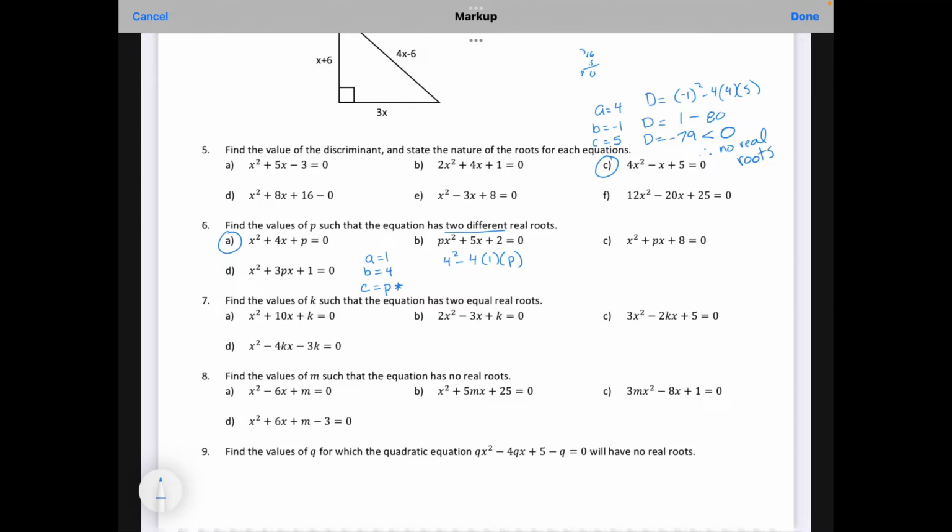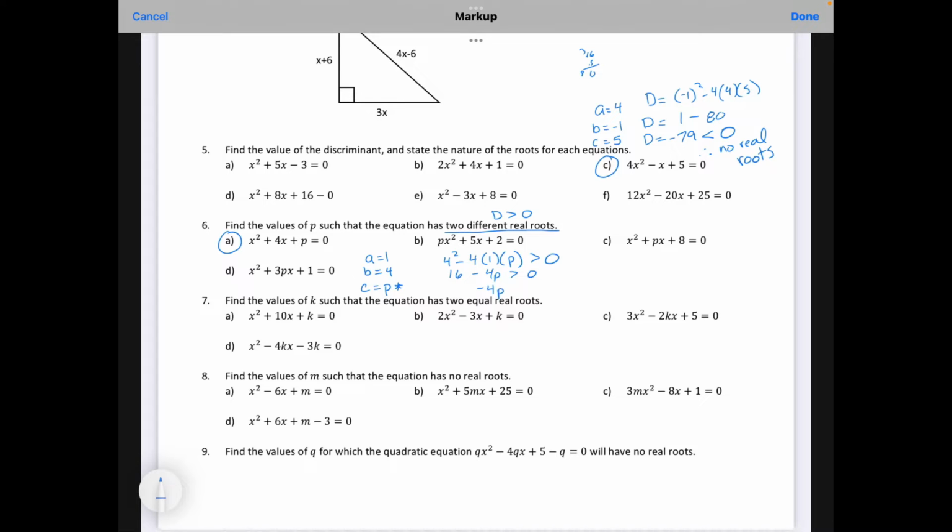And I know that I'm looking for 2 different real roots. This tells me that my discriminant is greater than 0. So this expression that I've created here, my discriminant for 6a, I know that that has to be greater than 0. So here I'm going to get 16 minus 4p has to be greater than 0. And now I have an inequality that I can solve for p.